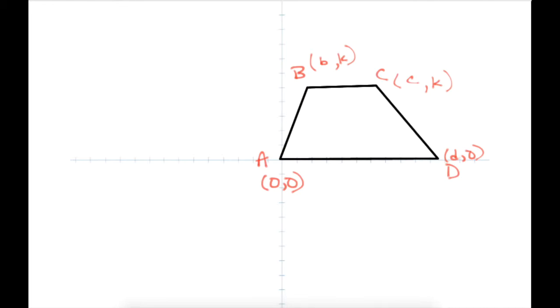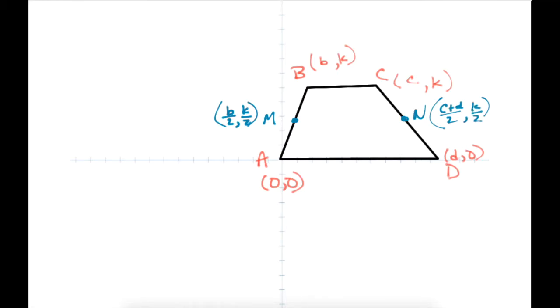So what we want to do is construct the median, which connects the midpoints of the legs. Okay, so call this M, this N. This has got to be B over 2 and K over 2 using our midpoint formula. This would be C plus D over 2, K over 2.